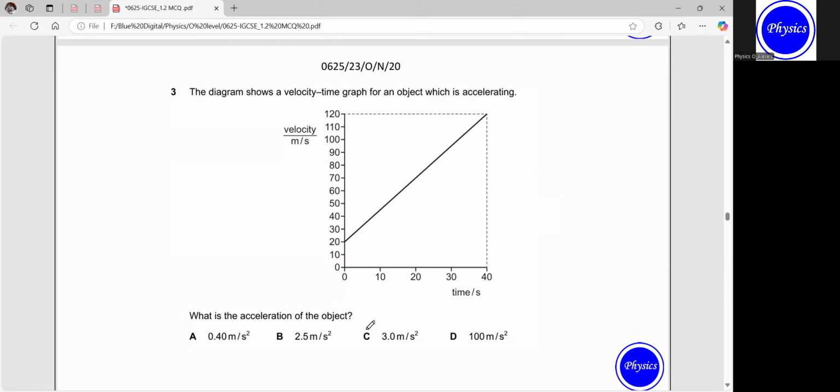What is the acceleration of the object? So we know acceleration is final velocity minus initial velocity divided by time. What is the final velocity? 120. What is the initial velocity? 20. And the total time taken to make this change is 40 seconds. You can take it from the graph, 40. So it's going to be 100 divided by 40, which will be 2.5. Yes or no? Yeah, 2.5. Okay, then the next one.